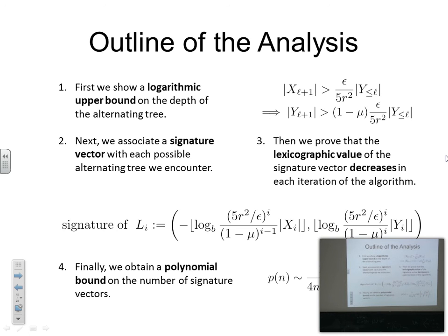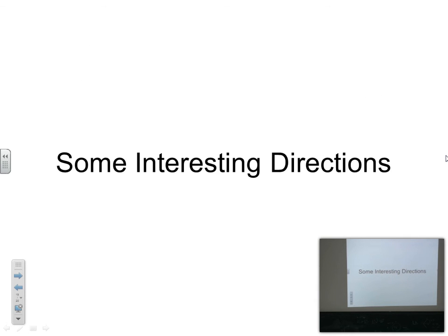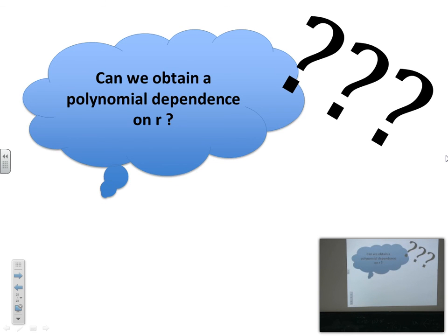This requires a little more thinking, but if you accept that, then you can think of each signature vector as simply a partition of some number of size at most log squared n. And then if you just plug it here, then you get the polynomial bound. But the bounds are really bad, but if you fix r and epsilon, then you get a polynomial algorithm. So that leads me to the next slide, which is, can you obtain a polynomial dependence on r?